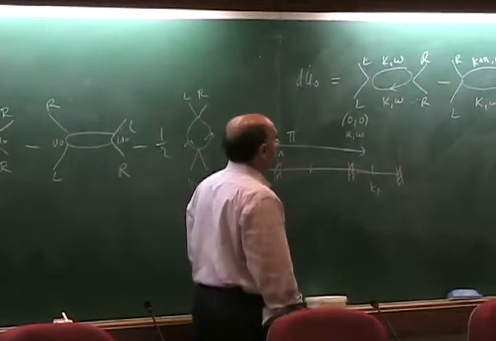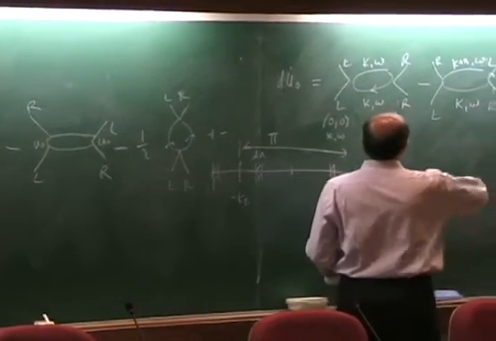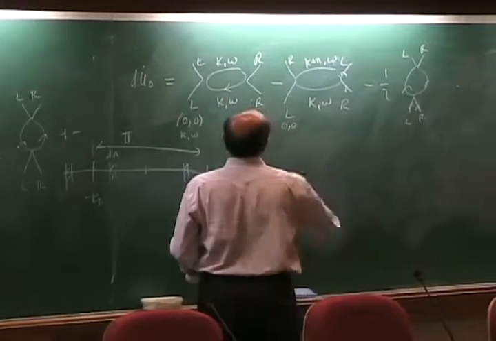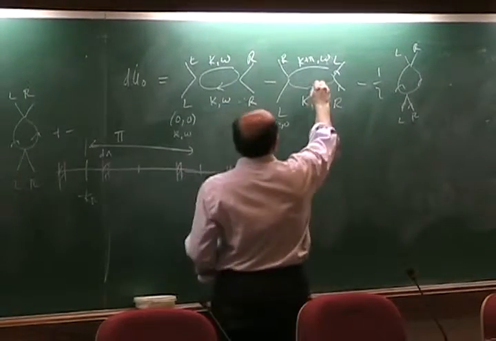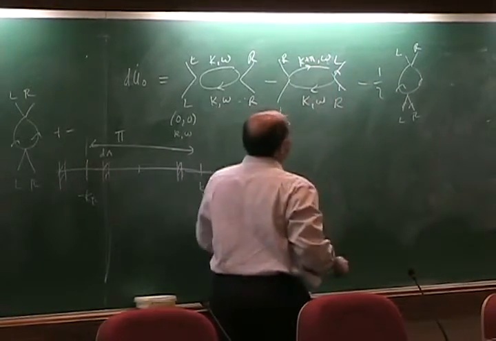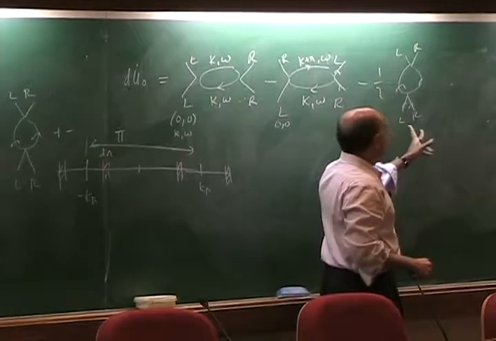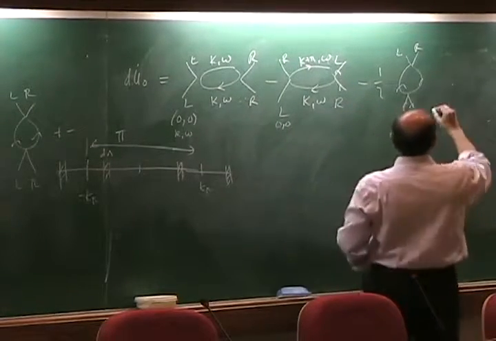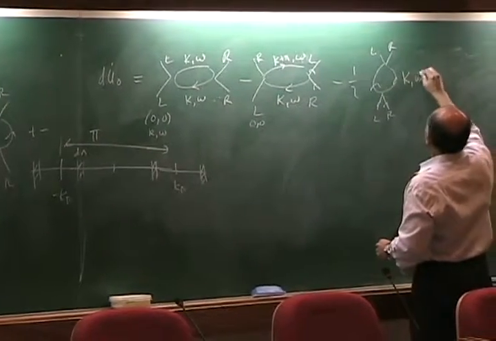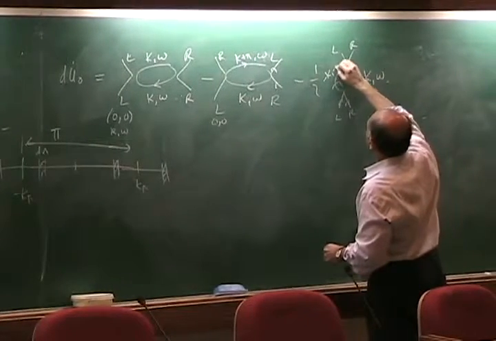You have momentum transfer pi. There's no frequency transfer because nobody got any frequency coming or going. So this line and that line look like that. And look here. Left and right have 0 total momentum and 0 total frequency. So this guy is k, omega. This must be minus k, minus omega.